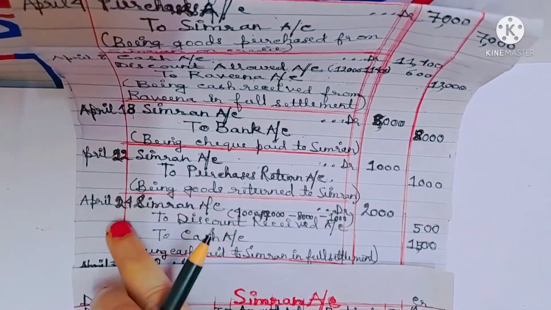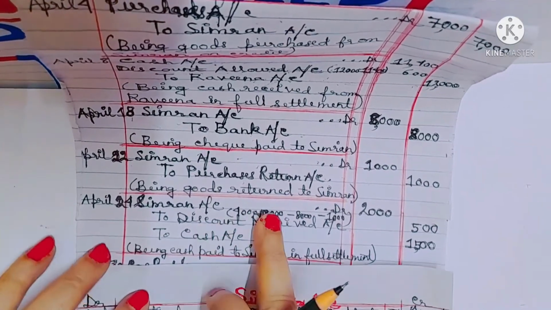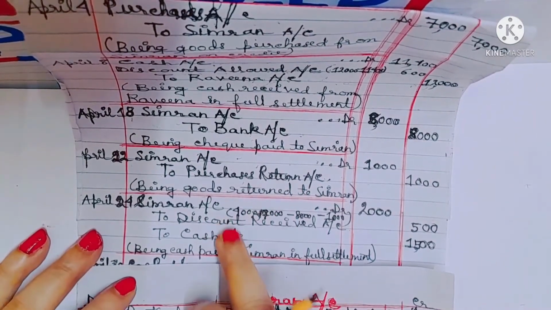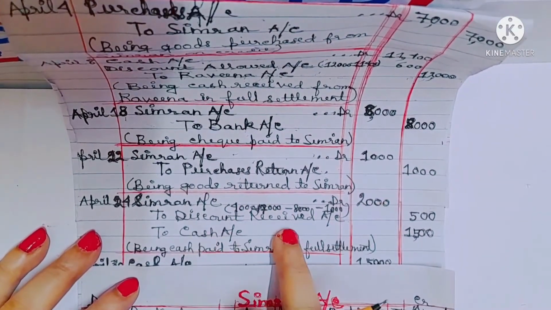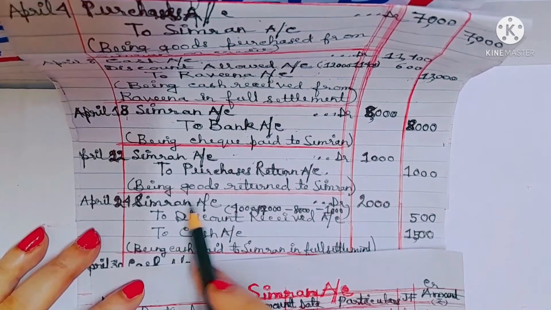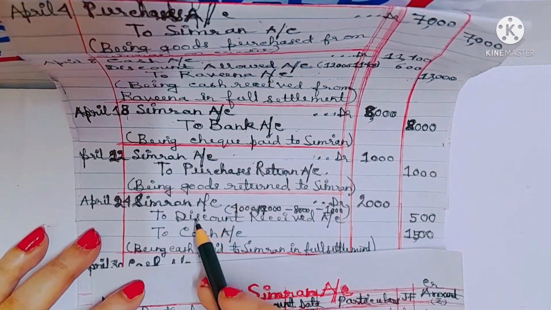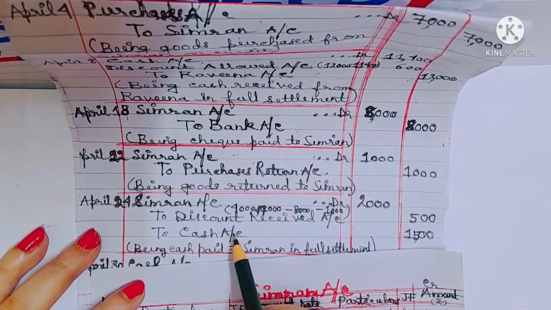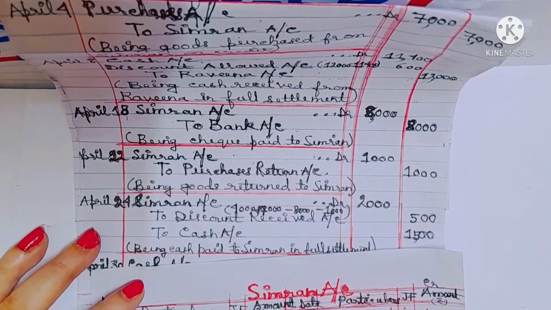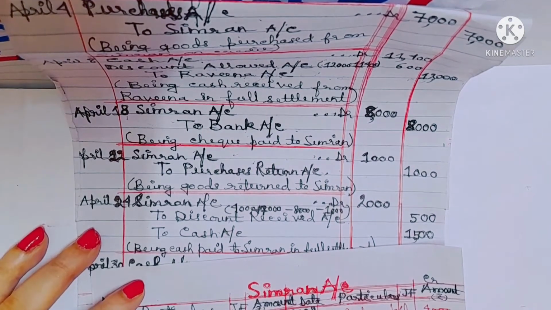See, on 24th April, Simran account is on the debit side. So what is on the opposite side? Discount received account, cash account. Since Simran account is on the debit side, what is on the credit side? Discount received account and cash account. Both will appear on the credit side. What is the date? April 24th.